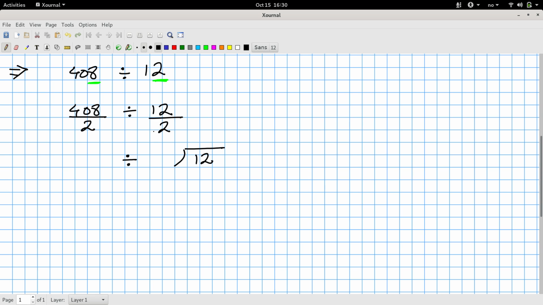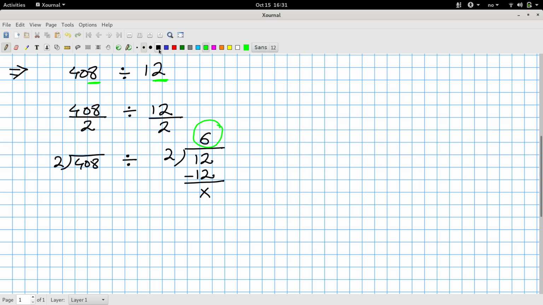We have 12 and we have 2 as the divisor, and we have 408 and we have 2 outside, which is the divisor. So now let's solve each side. 2 times what gives 12? 2 6 times is 12. So we immediately found our answer to this division. 12 minus 12, nothing left. That means this is a full division, and we have 6 as the answer for this division.